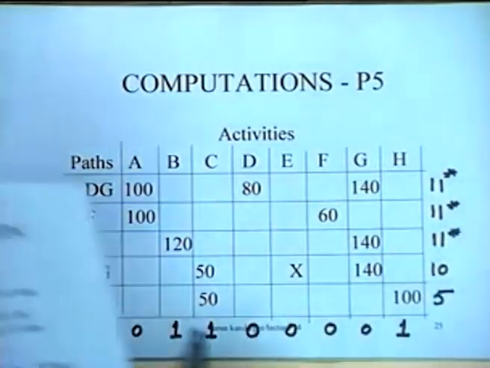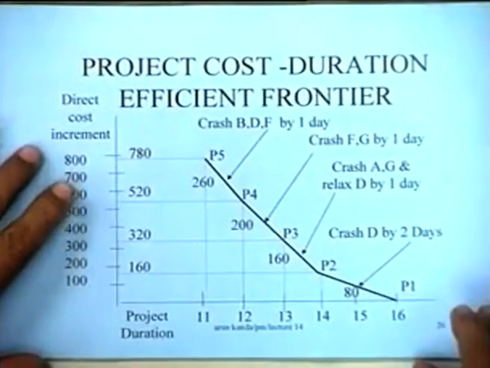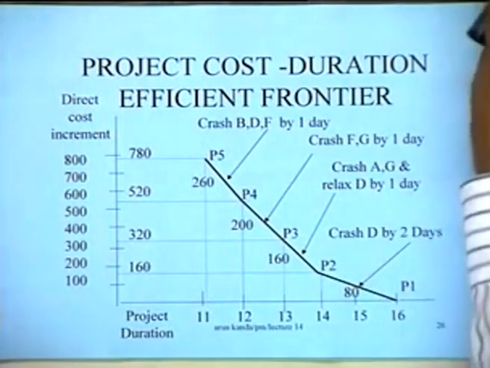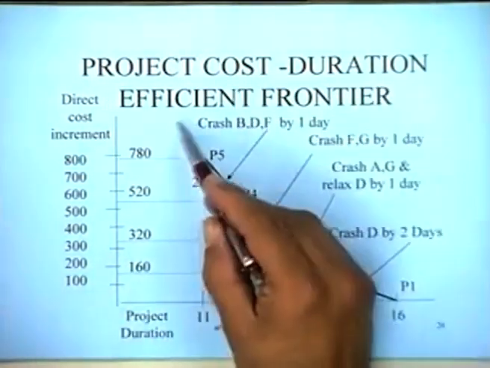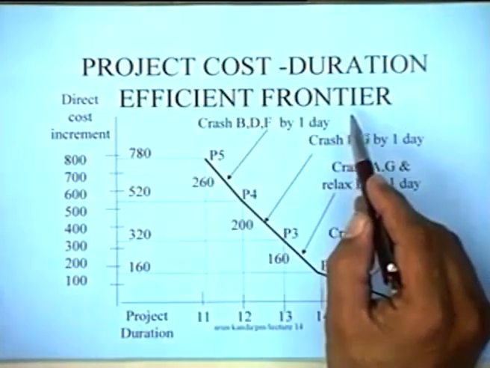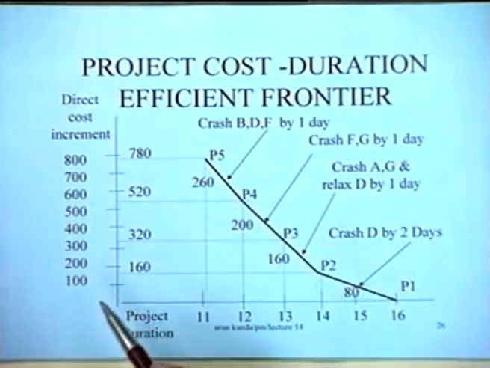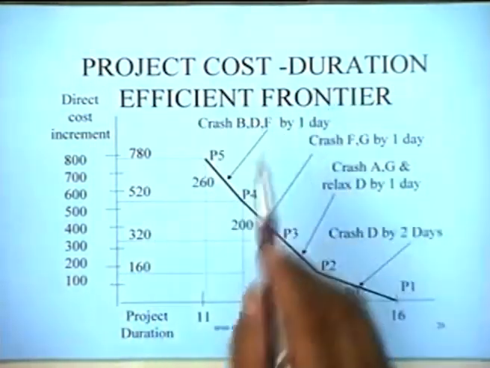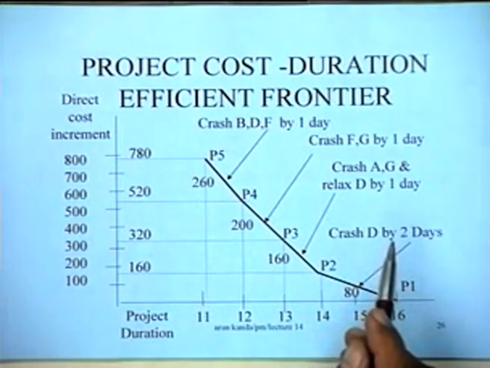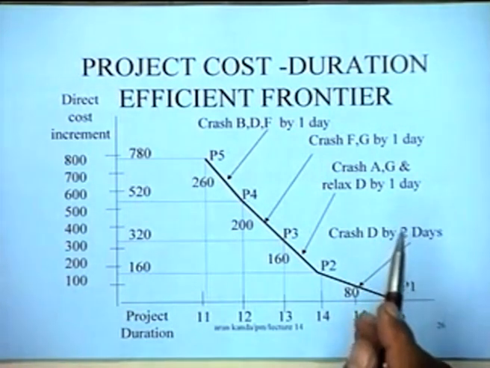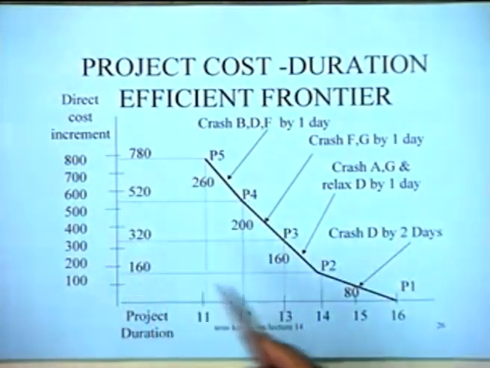So what we have observed is, we have defined this curve. This is a very important curve from the managerial point of view. It is known as the project cost duration efficient frontier, right? This curve that we have generated is known as the project cost duration efficient frontier, or it is often also known as the Pareto optimal frontier, or some people just call it the project cost curve.